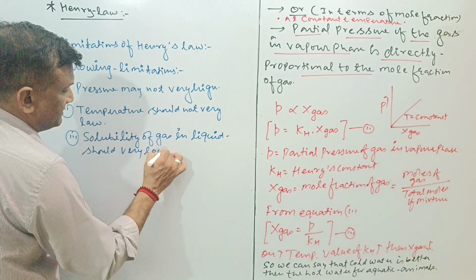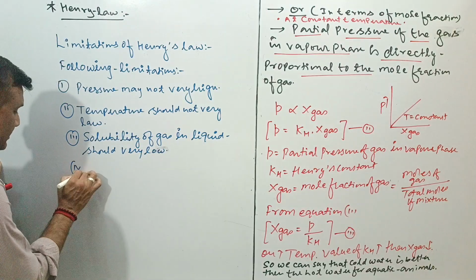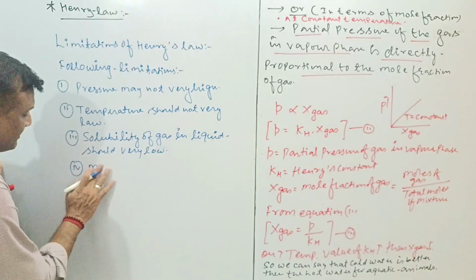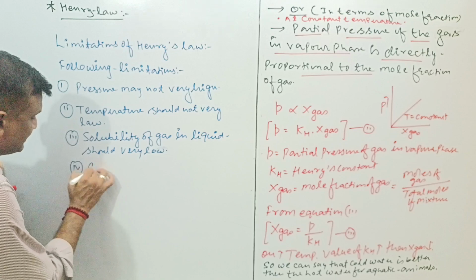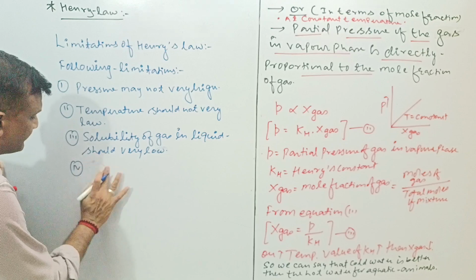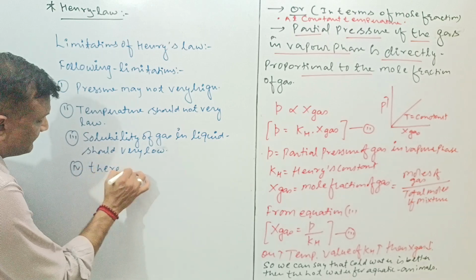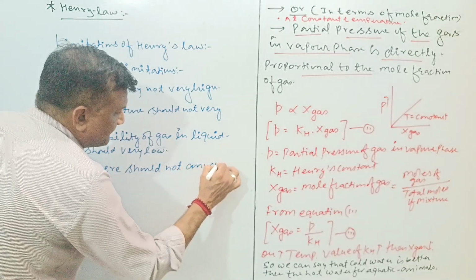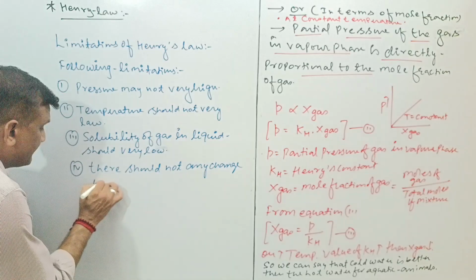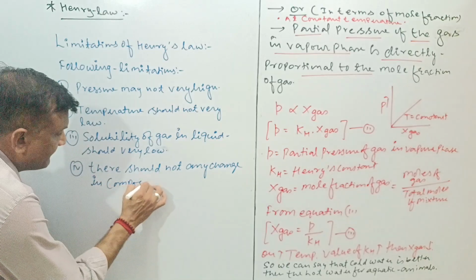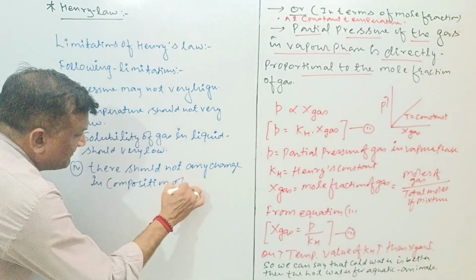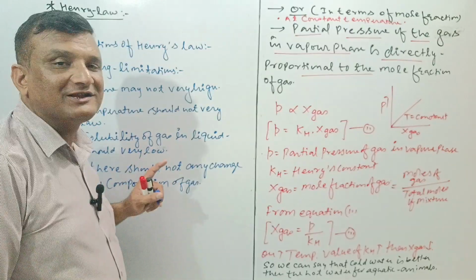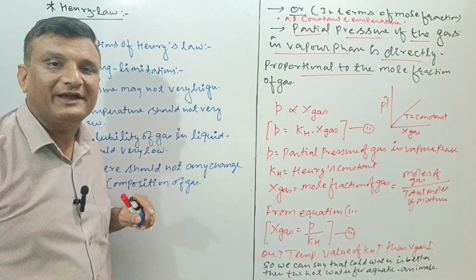This was about the third limitation, and the fourth limitation is molecular composition. There should not be any change in composition of गैस. पर्टिकुलर गैस को डिसॉल्व करने से पहले और डिसॉल्व करने के बाद में उसके कॉम्पोजिशन में भी कहीं कोई चेंज नहीं होना चाहिए. दीज आर द लिमिटेशंस ऑफ द हेनरी लॉ.